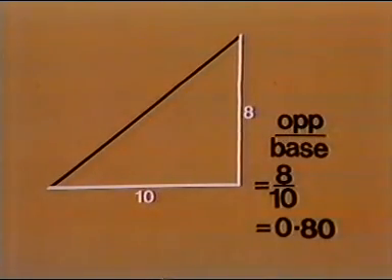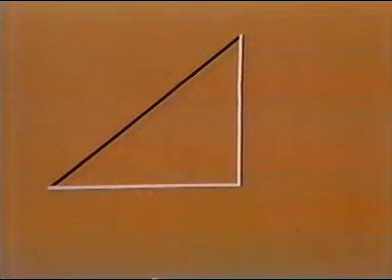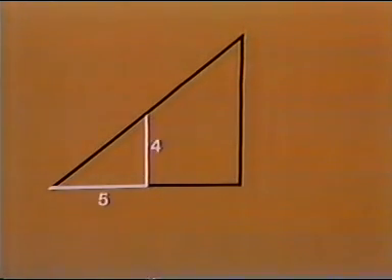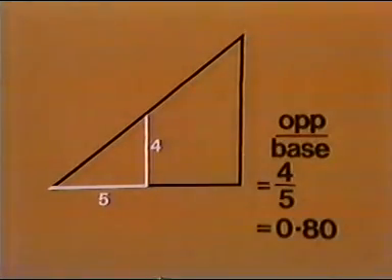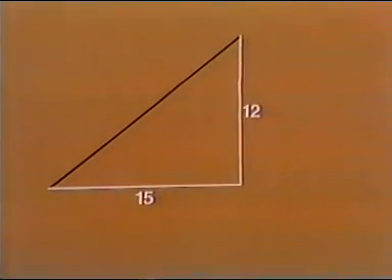The side opposite the angle measures 8 in some units of length, and the base of this triangle is now 10 units. So the ratio of the opposite side over the base is 8 over 10, 0.80. Well, the upright could always have been drawn in another place to make a different size triangle. If the opposite side now measures 4, the base is 5, the ratio is now 4 over 5, which is again 0.80. It turns out that whatever size triangle we take, the ratio of these two sides always stays the same.